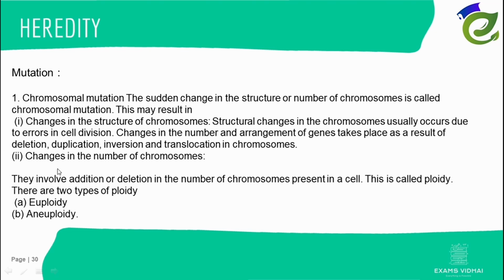The other one is change in the number of chromosomes. So these two are chromosomal mutation: the first one is structure and the second one is number. They involve addition or deletion in the number of chromosomes present in the cell. This is called ploidy. There are two types of ploidy generally. The first one is euploidy, the second one is aneuploidy. We'll discuss them now.